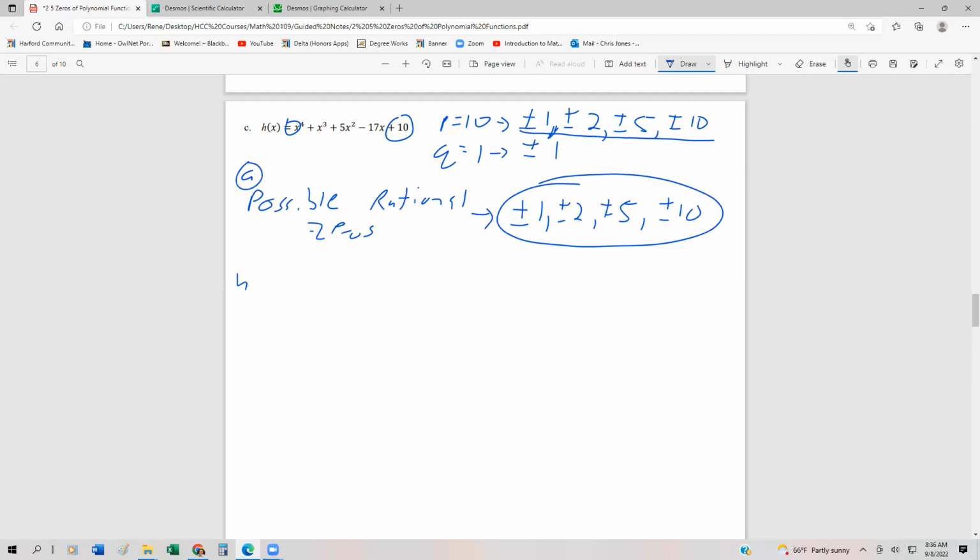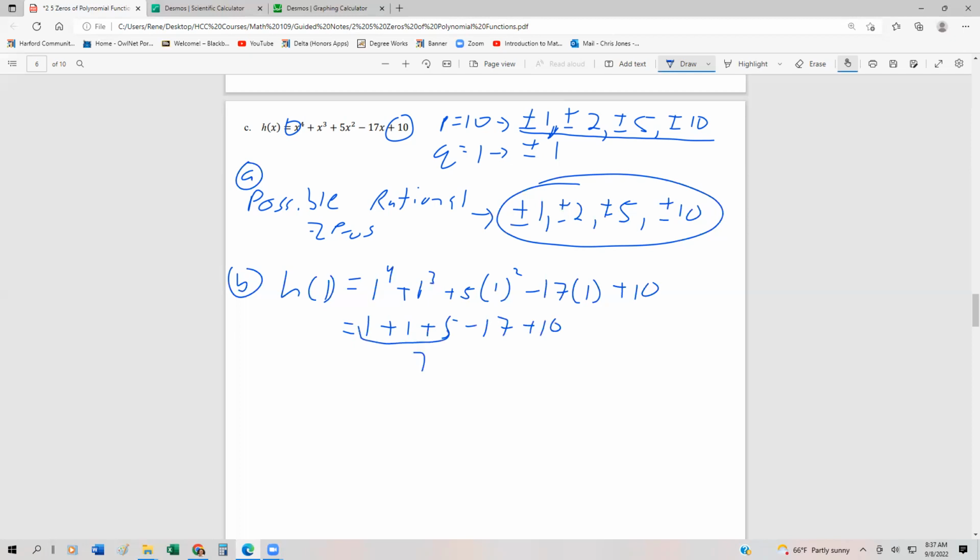Okay, so for part B, let's start with the low-hanging fruit. Let's try 1. That gives us 1 to the fourth plus 1 cubed plus 5 times 1 squared minus 17 times 1 plus 10. So we're going to have 1 plus 1 plus 5 minus 17 plus 10. This is 7. 7 minus 17 is negative 10. And clearly negative 10 plus 10 is going to be 0. So we just got lucky on the first one that 1 is one of the zeros.